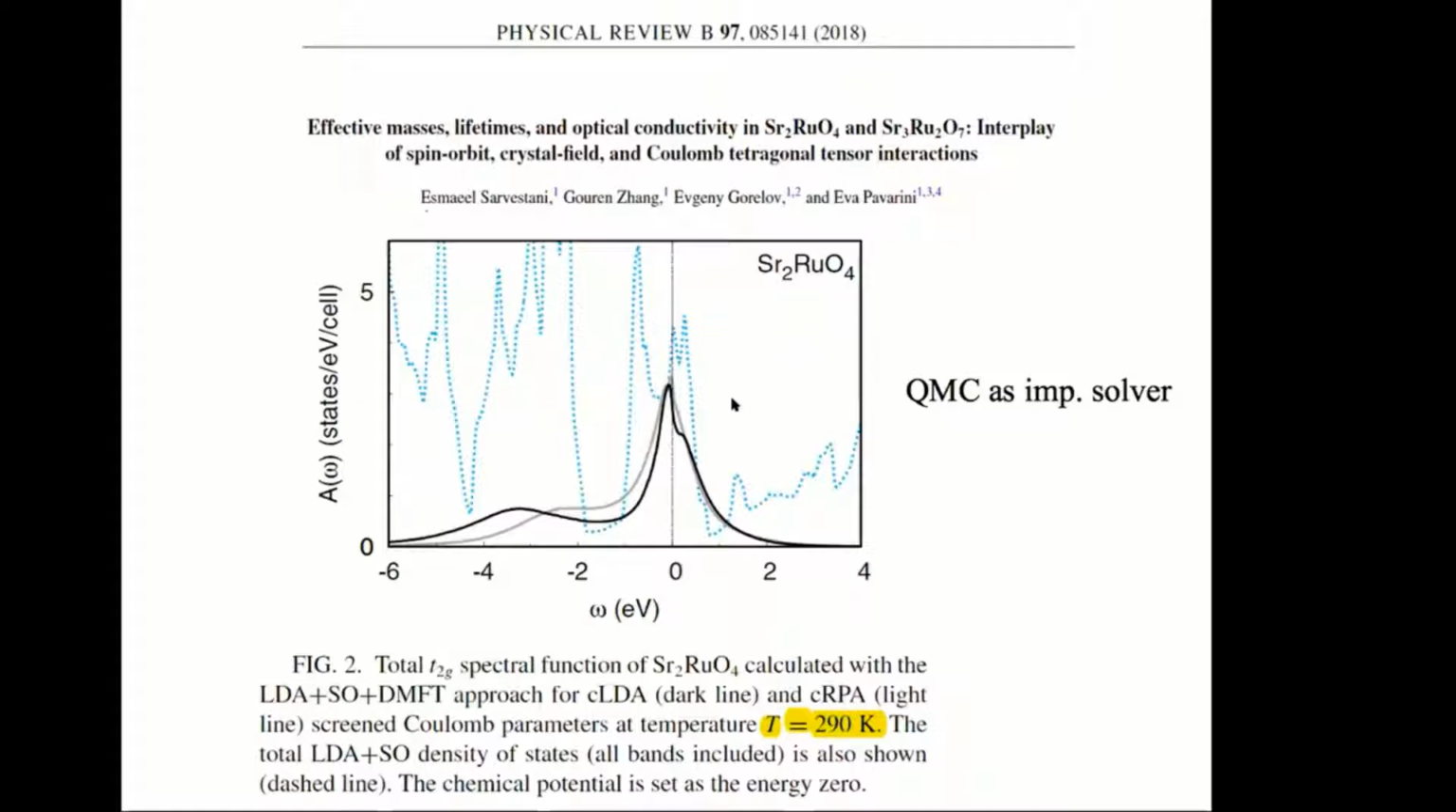So here we have some results by Eva Pavarini's group, in which they use quantum Monte Carlo as impurity solver. As I said, this quantum Monte Carlo converges on the Matsubara frequency, and the problem with quantum Monte Carlo is that it cannot get to very low temperatures. So this calculation is for a temperature of 290 Kelvin for this material. The Fermi liquid properties arise at temperatures lower than 25 Kelvin in these materials. So the temperature is really infinite compared to the Fermi liquid temperature. However, one can have an idea of what's happening, but one cannot see Fermi liquid properties here.